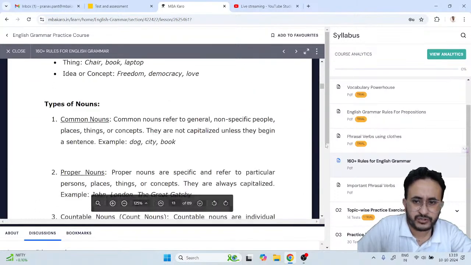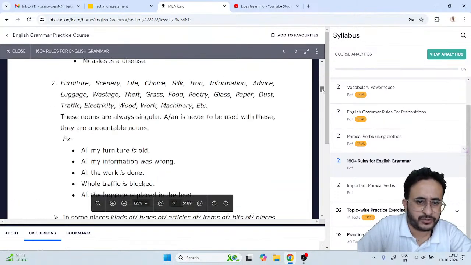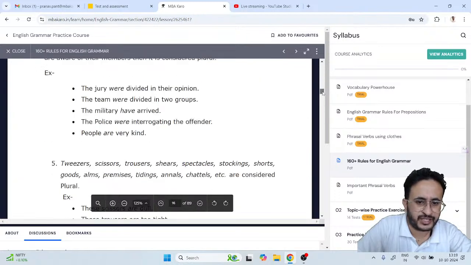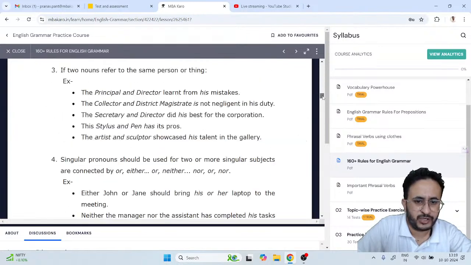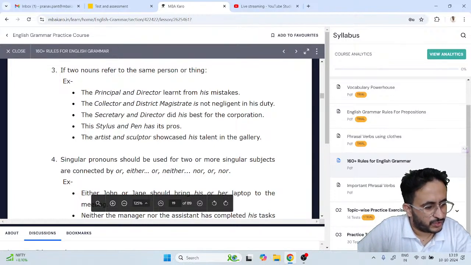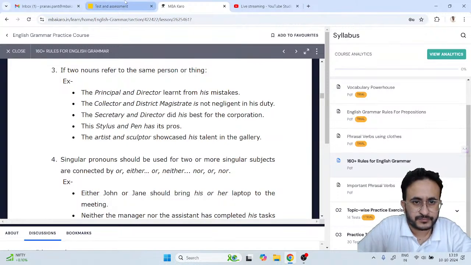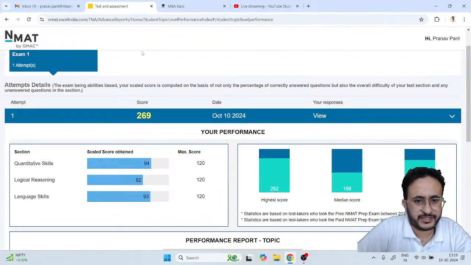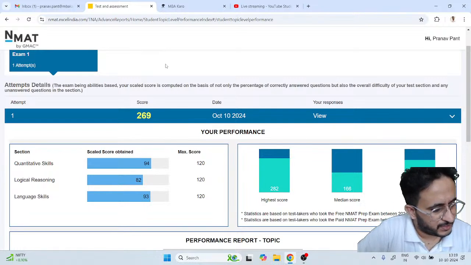And then we have several rules like this. So if you cover this grammar rule, if you're struggling in English, that will help you a lot. This is exactly the same thing: principal and director learned from his mistake. If you talk about the same person, we use is for that. Okay, so that was this test, and the marking scheme.